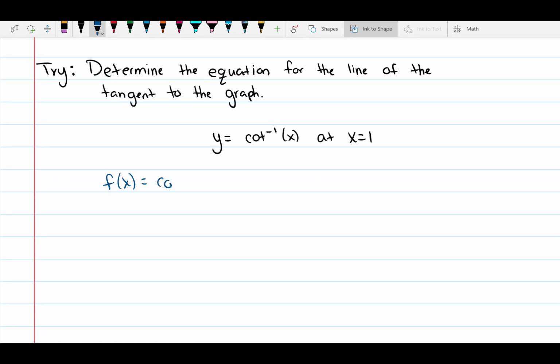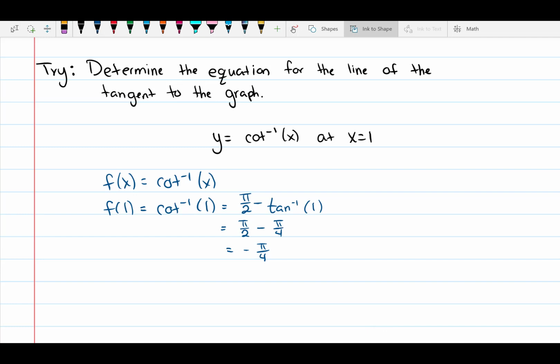So f of x is cotangent inverse of x. f of 1 is equal to cotangent inverse of 1, which is equal to pi over 2 minus tangent inverse of 1. So this is pi over 2 minus pi over 4. So you get negative pi over 4. Nope. You get positive pi over 4. That gives our coordinate as 1 comma pi over 4.